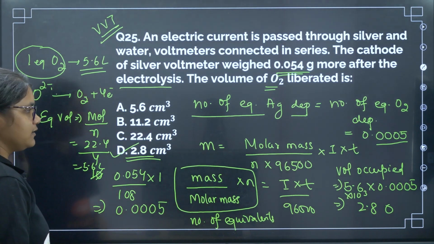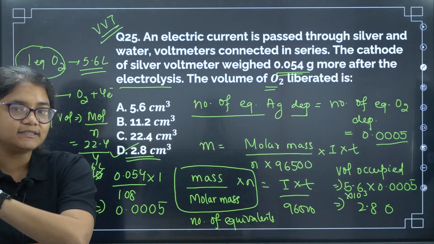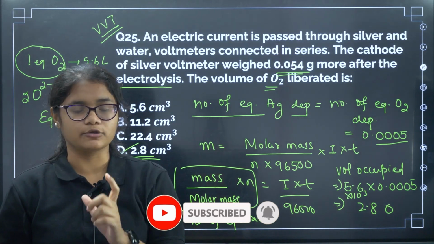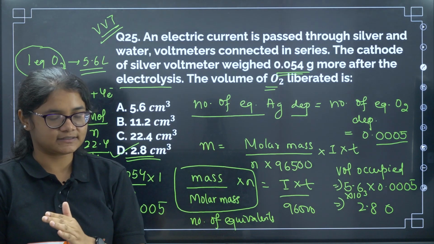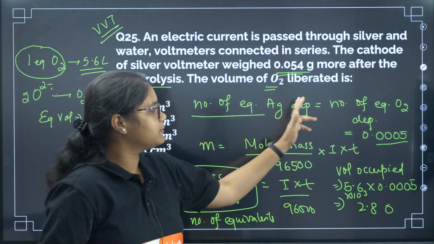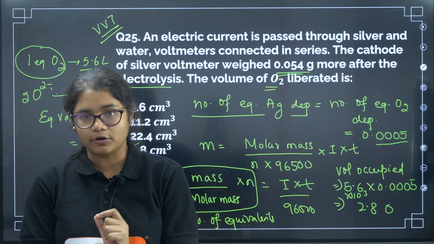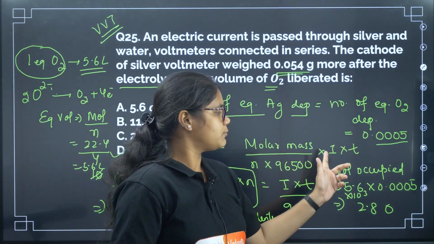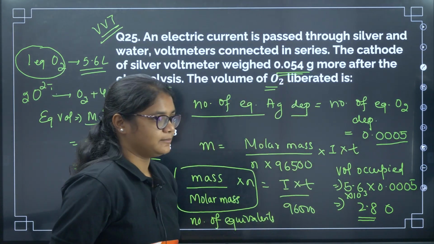Please check this question once again. I'll repeat once again what we have done. So Ag is getting deposited on one side and oxygen is getting deposited on another side. Number of equivalents of Ag deposited will be equal to the number of equivalents of O2 deposited. So from the given data, 0.54 gram of Ag is getting deposited. So from that we can calculate how many equivalents of silver got deposited, and same will be the number of equivalents of oxygen deposited. Now the point is to calculate the volume. So one equivalent volume of oxygen occupies 5.6 liters. So these many equivalents will occupy how much volume? So 0.0005 into 5.6. Okay. So the value we will be getting is 2.8 centimeter cube.